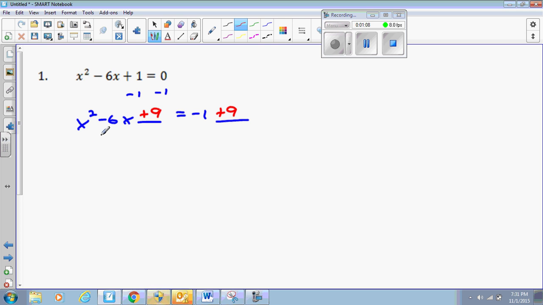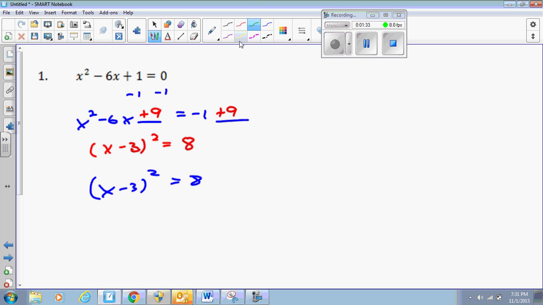Now to factor this, it's just going to be x minus 3 squared equals 8. Basically, half of this number will go here within the square. And now I can go through the steps to solve. I can say x minus 3 squared equals 8.